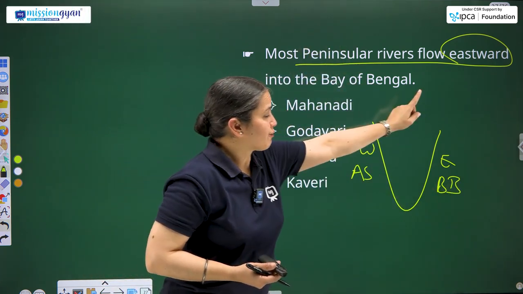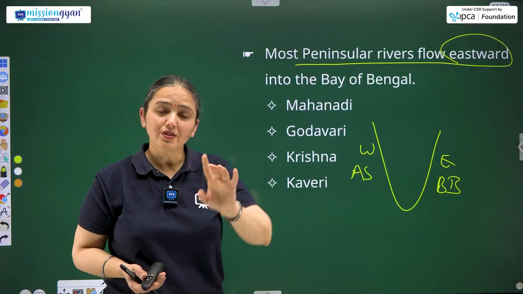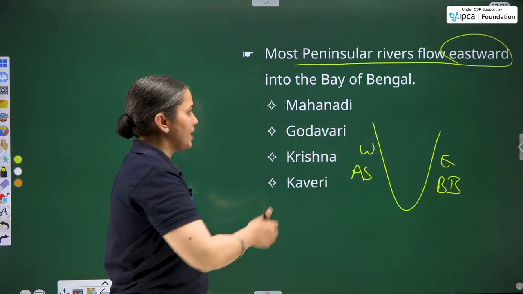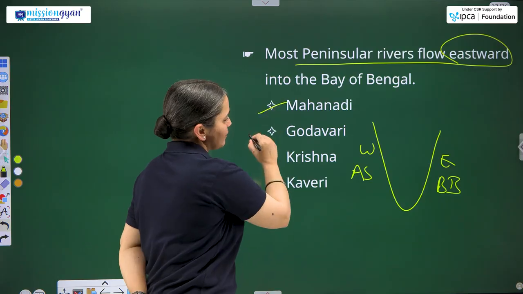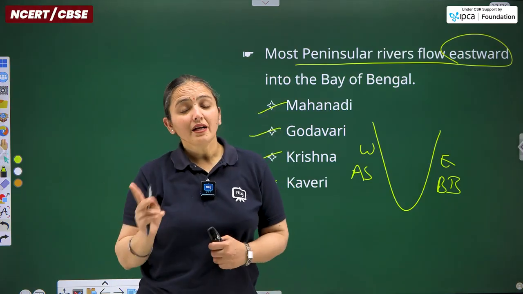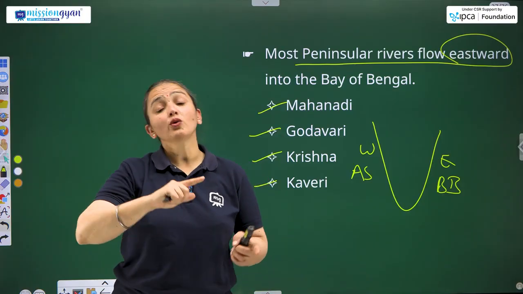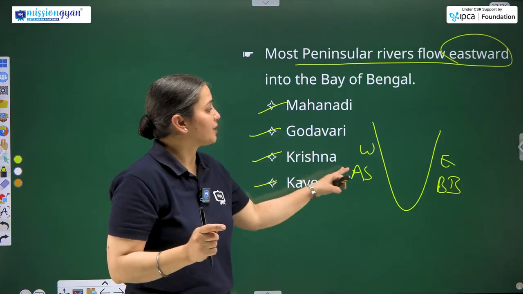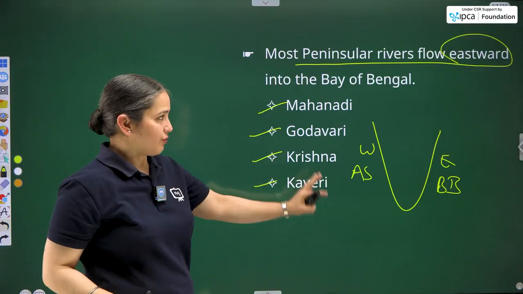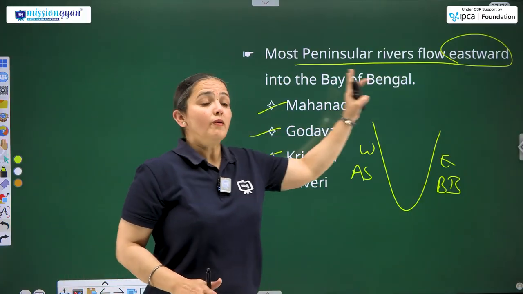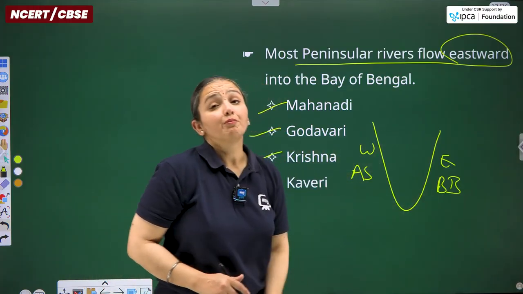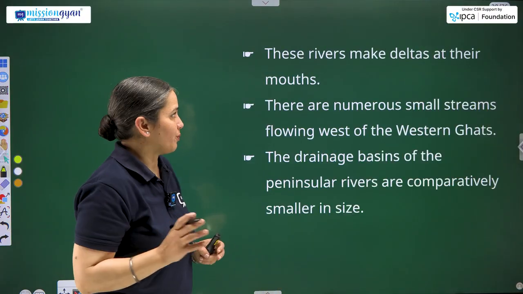So eastward flow is of 4 rivers out of the 6. They drain their water into the Bay of Bengal. Their names are Mahanadi, Godavari, Krishna, Kaveri. So two rivers remain, Narmada and Tapi. They have their westward flow into the Arabian Sea. We are going to discuss that also. For now, eastward flow is of these four major rivers that bring their water into the Bay of Bengal, an open water body.